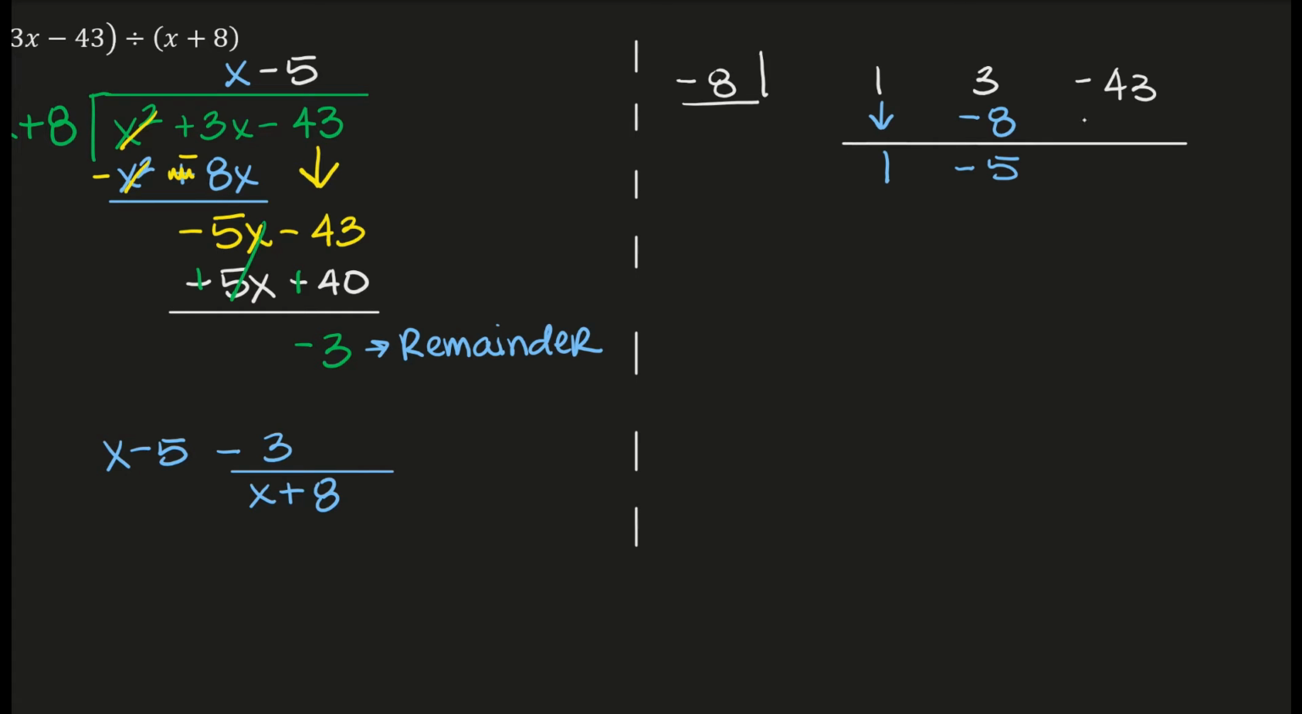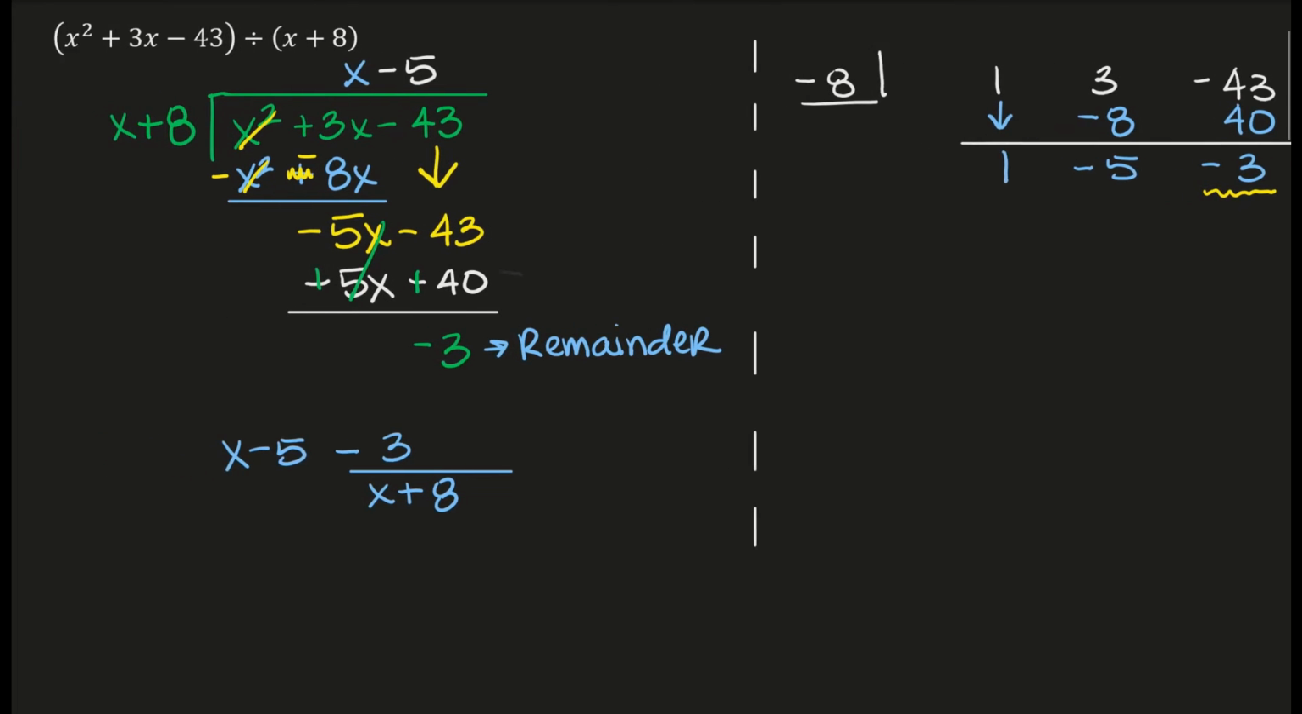And then we multiply again. Negative 8 times negative 5 is positive 40. And now we'll add. Negative 43 plus 40 gives us negative 3. Now here, this last number is always going to be the remainder. And then the 1 and the 5 are the coefficients for the quotient.